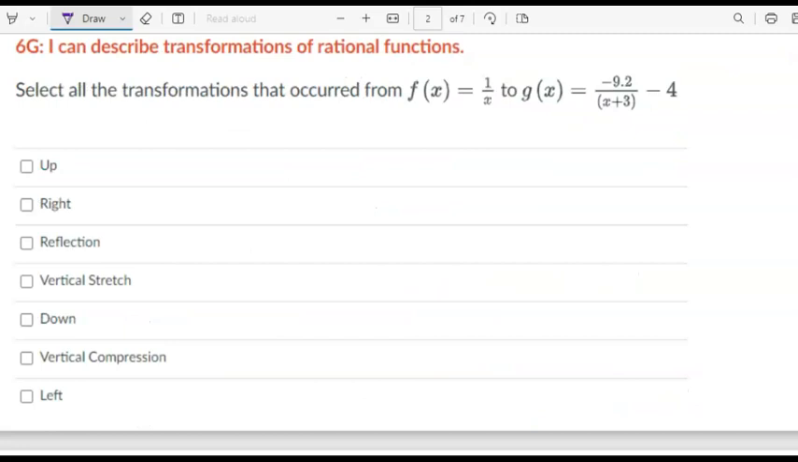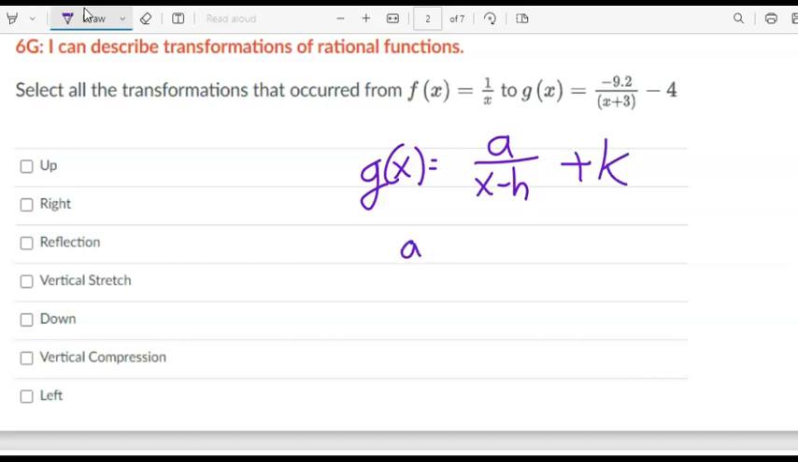6G. I could describe transformations of rational functions. Select all the transformations that occurred from f of x equals 1 over x to g of x equals -9.2 over x plus 3 minus 4. So let's review our transformations. We're going to have a over x minus h plus k.